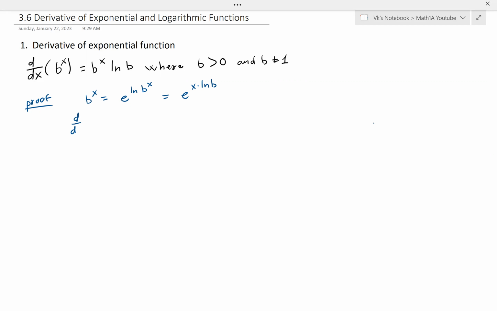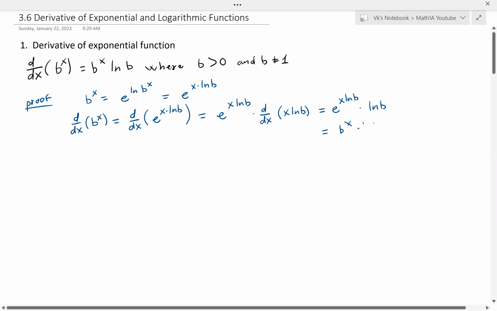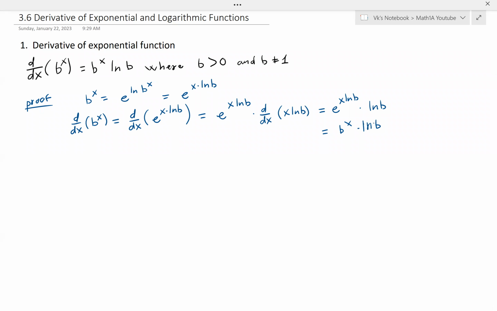So now the derivative with respect to x of b to the x is the derivative with respect to x of e to the x times ln b. Use the chain rule. e to the x ln b multiplied by the derivative of the inner function x ln b, and we have e to the x ln b multiplied by ln b. e to the x ln b is exactly b to the x, so we get b to the x times ln b, and that completes the proof.